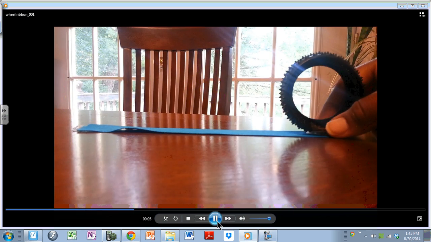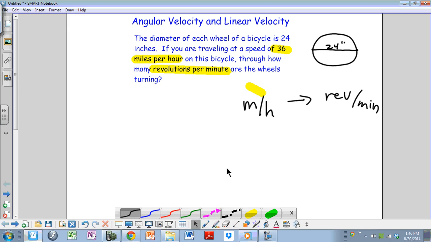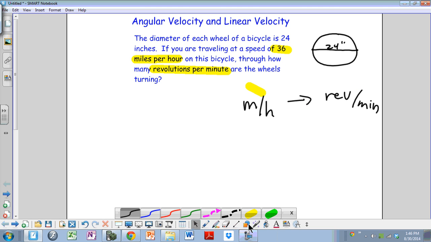As we look at this wheel traveling, we can see that as it makes one revolution, the wheel moves the distance of its circumference. So one revolution essentially is equal to the circumference of a bicycle wheel, or any wheel for that matter. So for this problem, we'll have to do a number of conversions, so we'll need to keep in mind what the various conversion factors are.